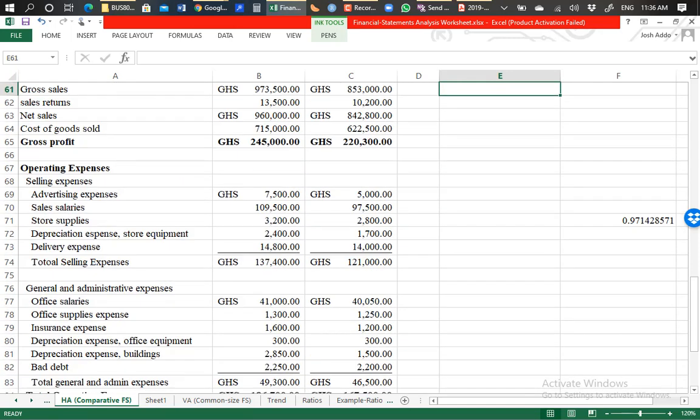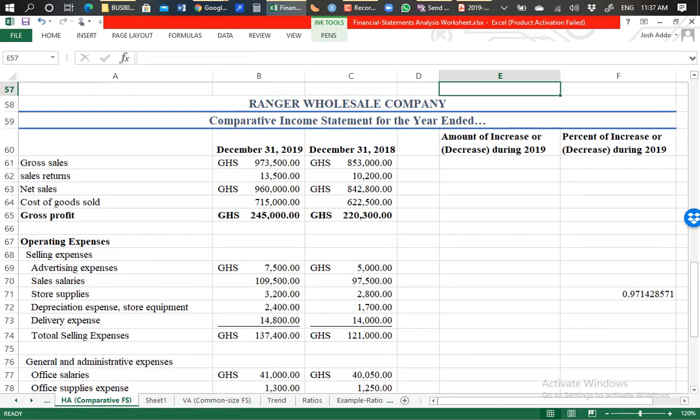We can do the comparative analysis by just checking, when I take gross sales, 2019 and 973,500. That was an increment. But by how much? So that is the change. And then we are supposed to do the calculation for the change. This is how you do it. How do you calculate this, basic mathematics?